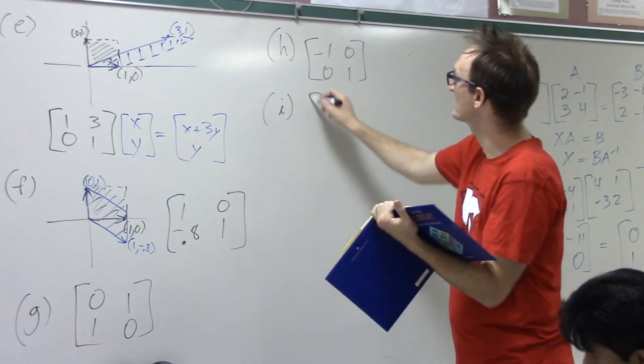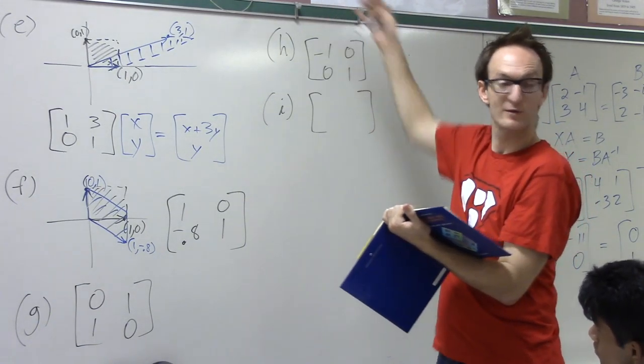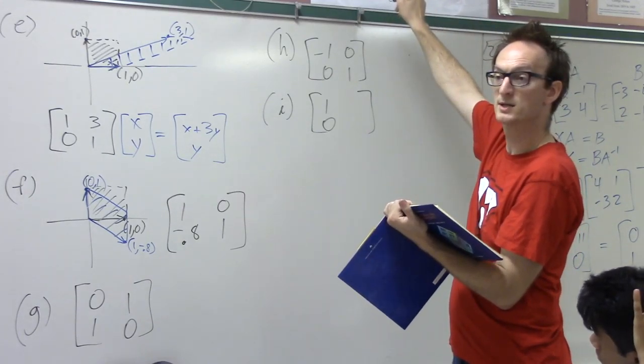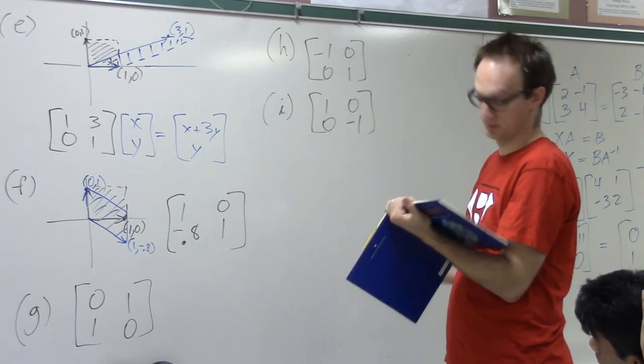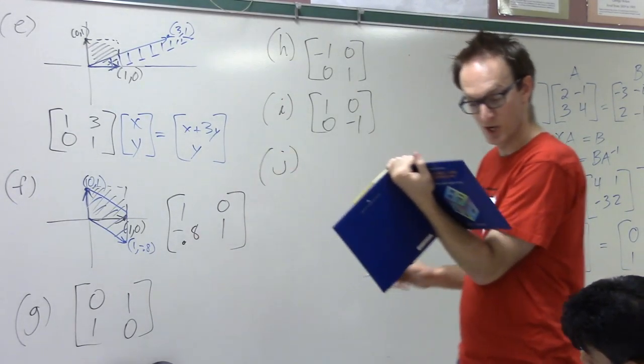Reflection through the x-axis. Okay, if reflecting over the x-axis, I'm doing this all in my head, is that okay? Reflecting over the x-axis, then (1, 0) is going to stay there, but (0, 1) is going to go to (0, -1).